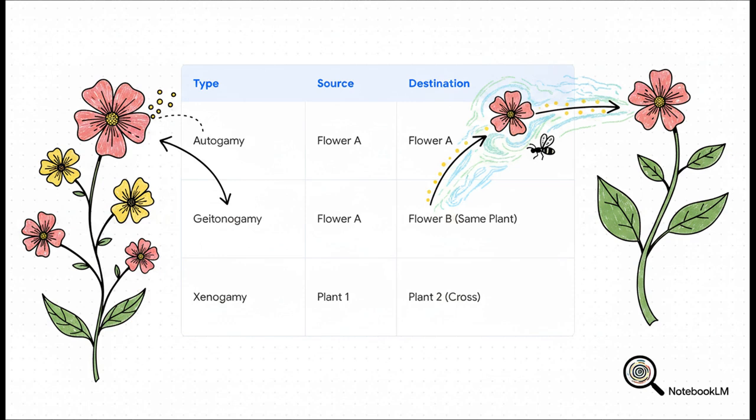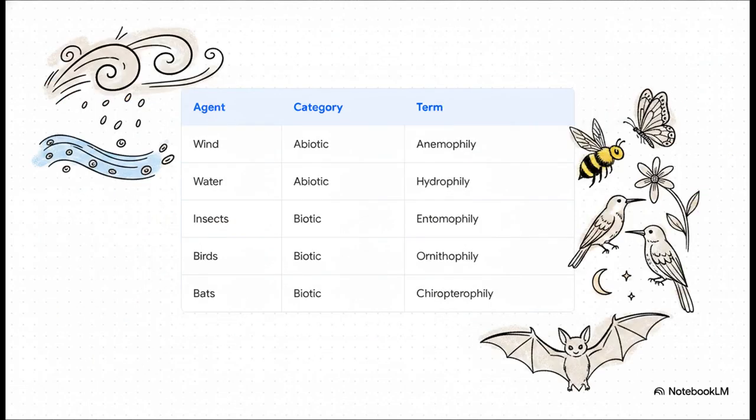But the real evolutionary goal, that's xenogamy. That's when pollen travels to a completely different plant of the same species, bringing us that crucial genetic variation we talked about earlier through cross-fertilization. Since plants can't exactly get up and walk over to each other, they need couriers, and they rely on completely different delivery agents to get the job done. For abiotic or non-living agents, we've got wind, which scientists call anemophily, and water, known as hydrophily. Then there are biotic or living agents. This includes insects for entomophily, birds for ornithophily, and yes, even nocturnal bats, which is called chiropterophily.